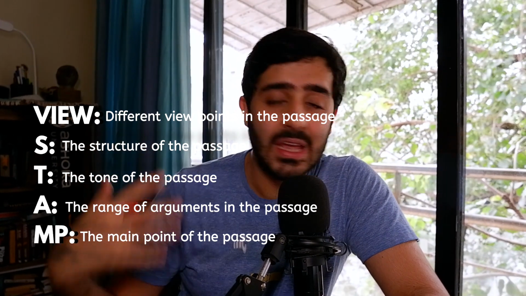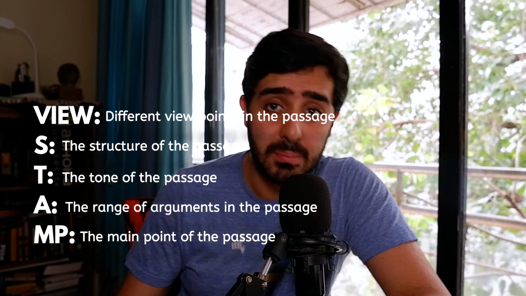T is the tone of the passage, A is the arguments in the passage, and MP is the main point of the passage. Essentially, once you're done reading, you need to be able to go through VIEW STAMP. You need to be able to point out these aspects of the essay: the view, the structure, the tone, the argument, and the main point.